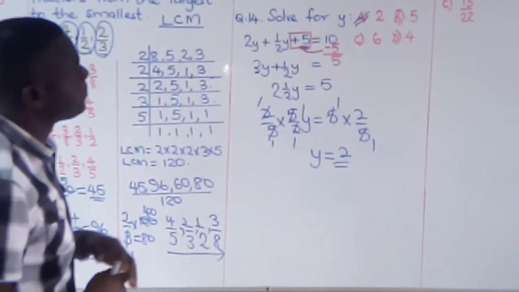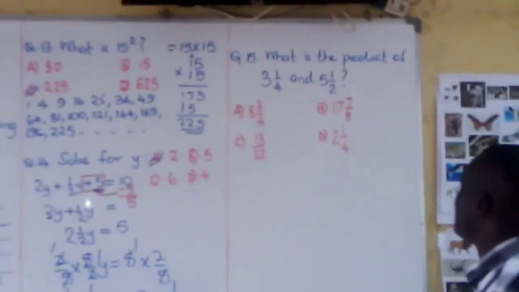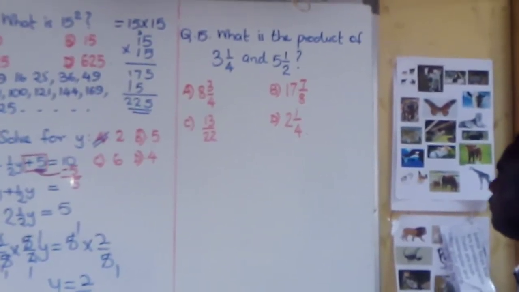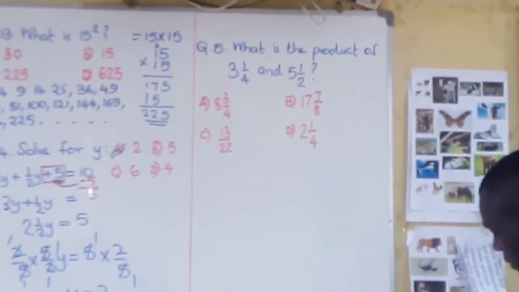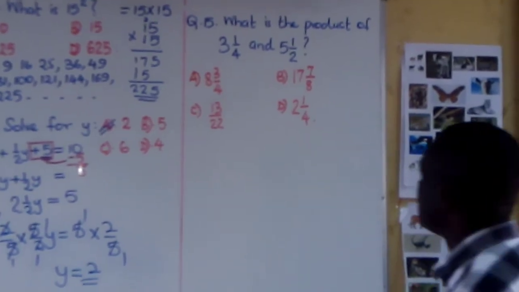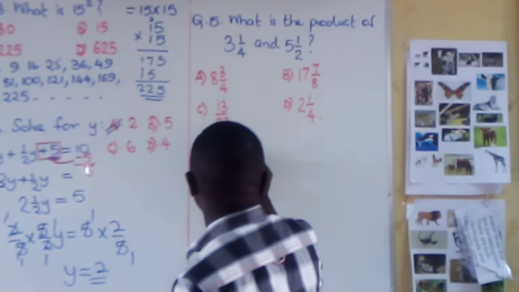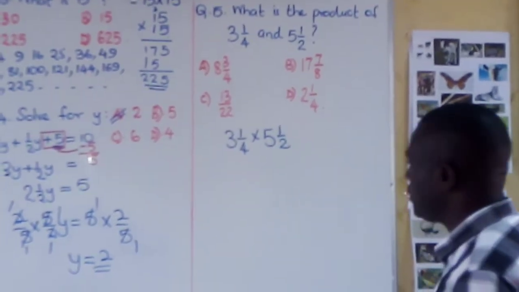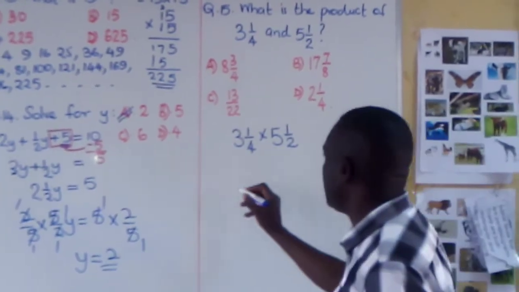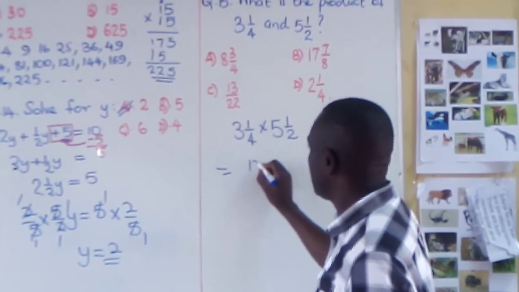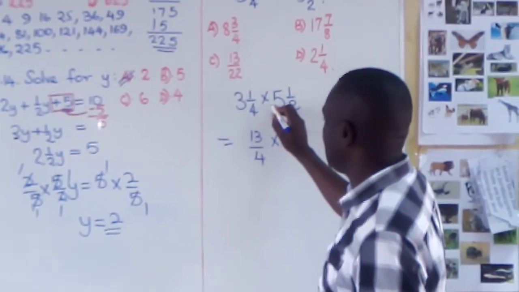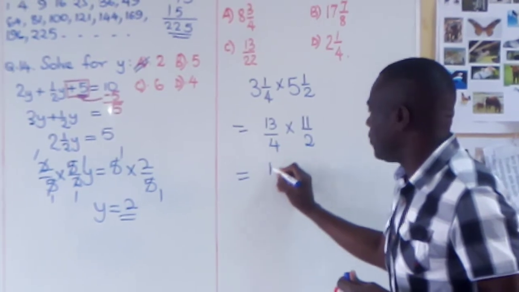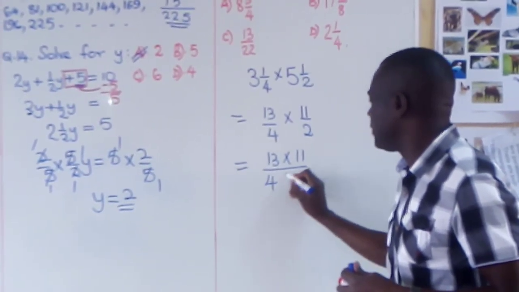Now let's go to question 15. What is the product of 3 and a quarter and 5 and a half? Product means multiply. So we are multiplying 3 and a quarter by 5 and a half. Multiplication of mixed numbers. We change them into improper fractions. So that brings us to 13 over 4 multiplied by 11 over 2. Now, we make it one fraction, 13 times 11 over 4 times 2.